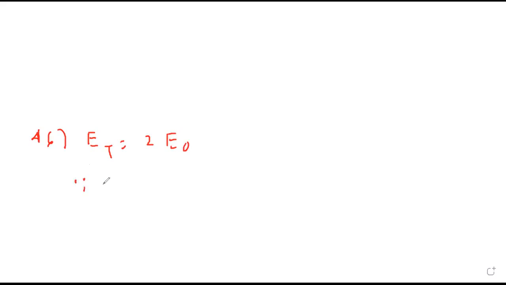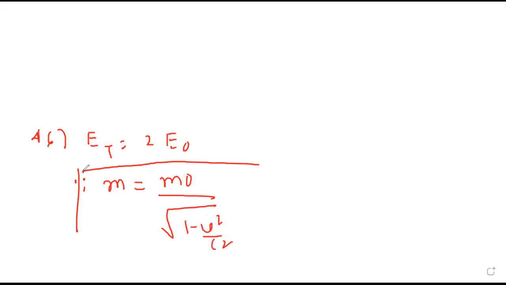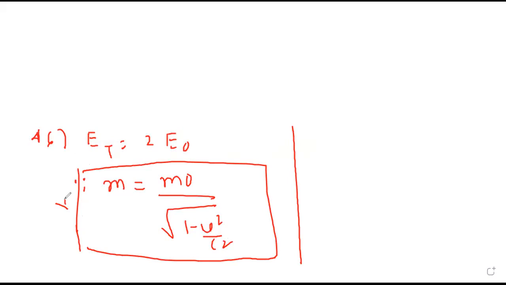See, there is one formula from theory of relativity: m equals m0 upon root of 1 minus v square upon c square. m0 is rest mass and m is the mass moving with velocity v. So this formula, please remember.